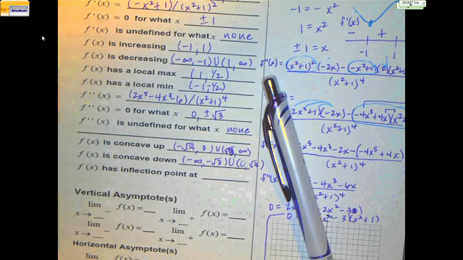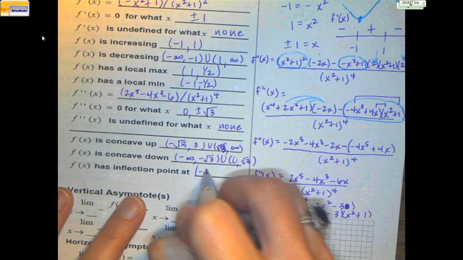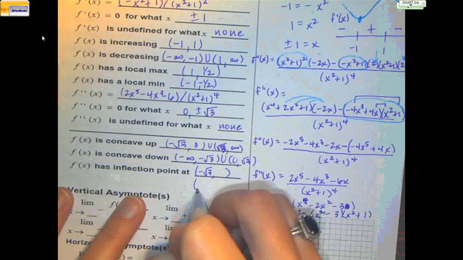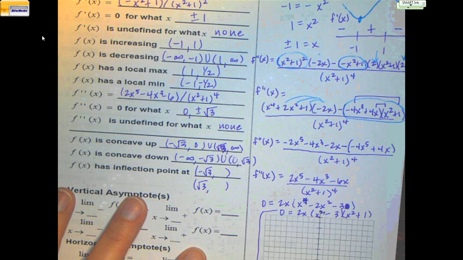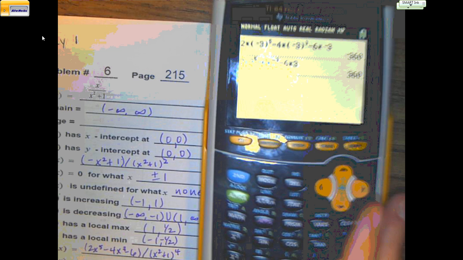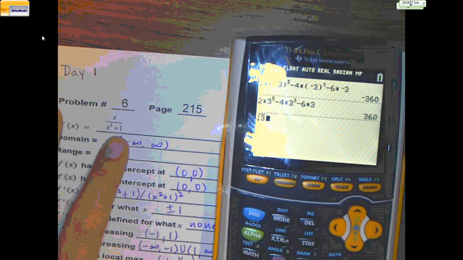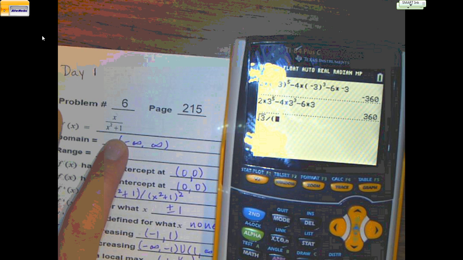What about inflection points? Right, it changes at negative radical 3 and positive radical 3. So we have negative radical 3 comma something and positive radical 3 comma something. How do I get the something? Plug it into the original. I'm going to use my calculator. So I have radical 3 divided by, well, 4, because radical 3 times radical 3 is 3, plus 1 is 4.